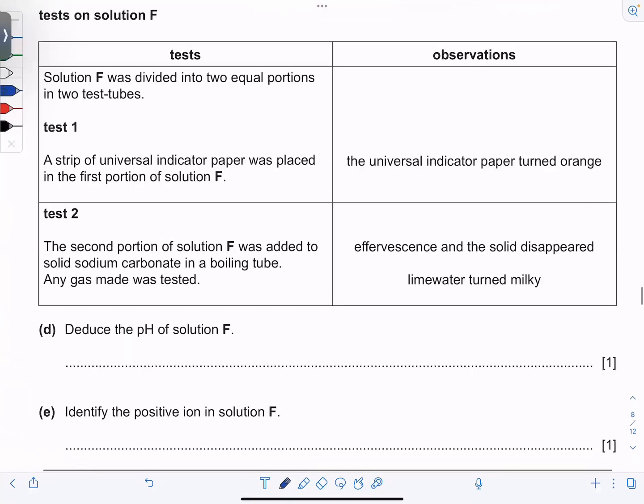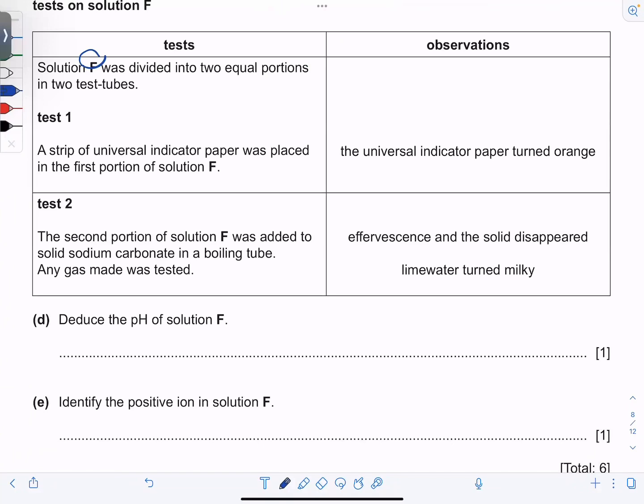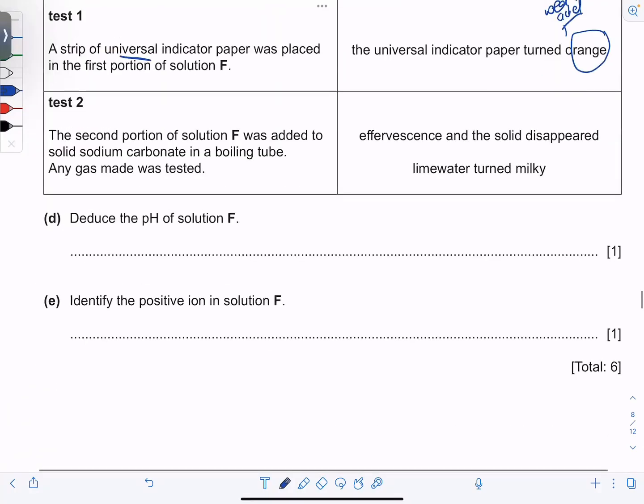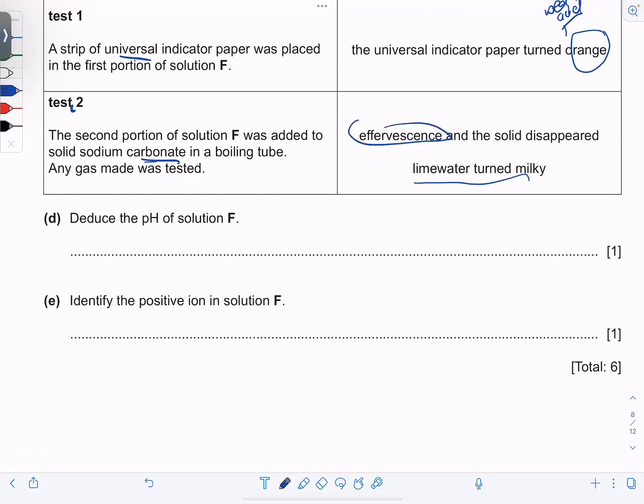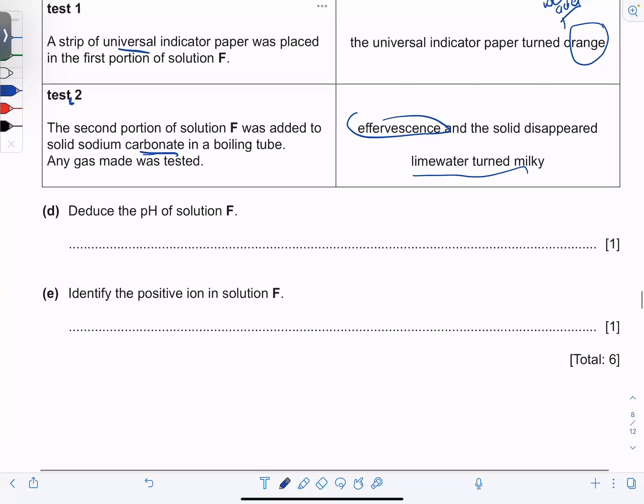Then this table, solution F was divided into 2 portions, hot universal indicator and the universal indicator paper turned orange, which means that we have a weak acid, because yellow and orange indicate a weak acid. Test 2, add solution F to sodium carbonate, and the gas turned limewater milky with an effervescence. Of course, the gas is carbon dioxide.